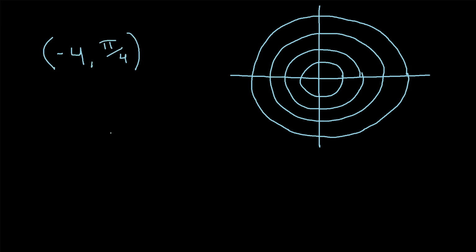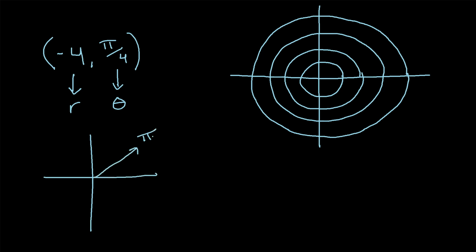Now let's try one more example. Let's say we're given the polar coordinates negative 4, pi over 4. So negative 4 represents our radius, and pi over 4 represents our angle, or our theta. So if we think about our unit circle, the angle pi over 4 is right about here. So that's the angle that we're working with. And we're told that the radius, in this case, is a negative 4. So this one's a little bit different.